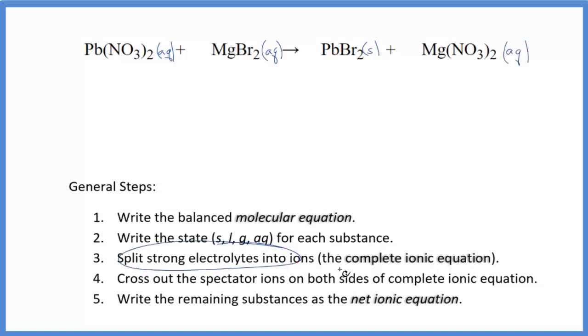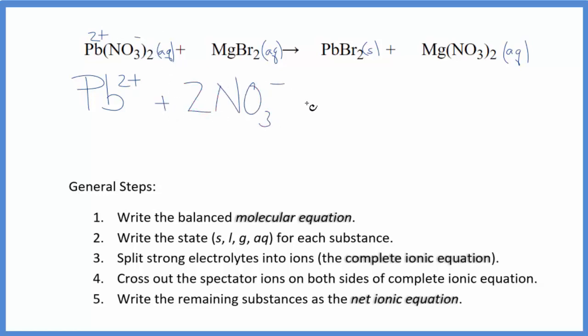Now we can split the strong electrolytes into their ions for the complete ionic equation. We don't know the charge on lead, but we do know the nitrate. The whole thing is 1 minus. That's a good one to know. So we have 2 times the 1 minus. This has to be 2 plus. So this is the lead 2 ion. I'll write the states later. We have 2 nitrate ions.